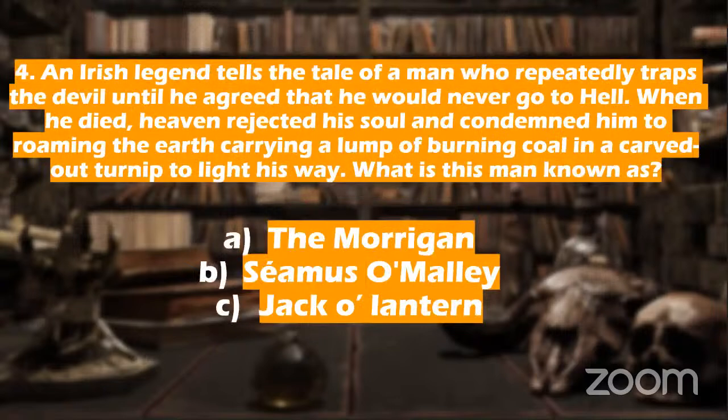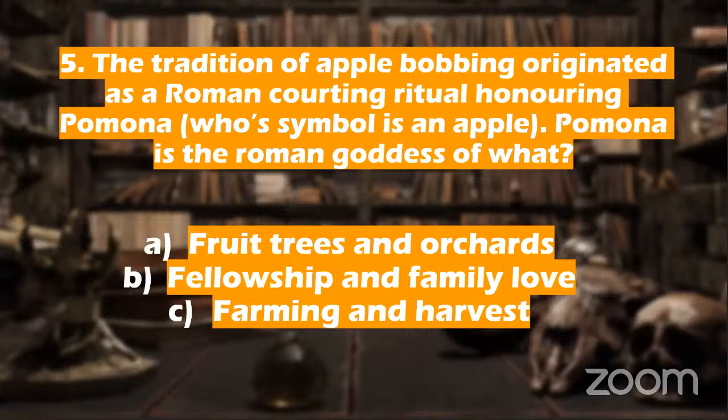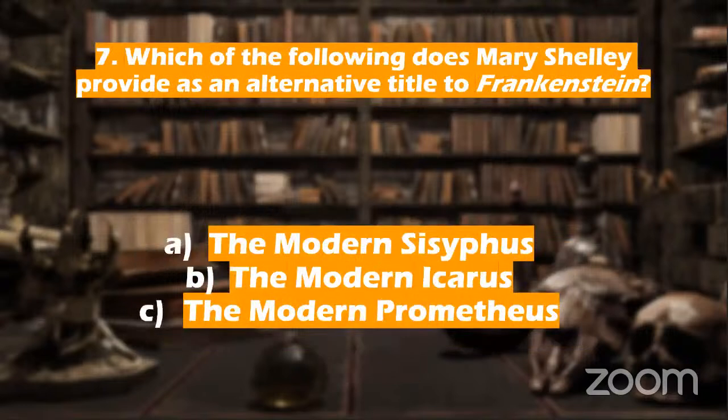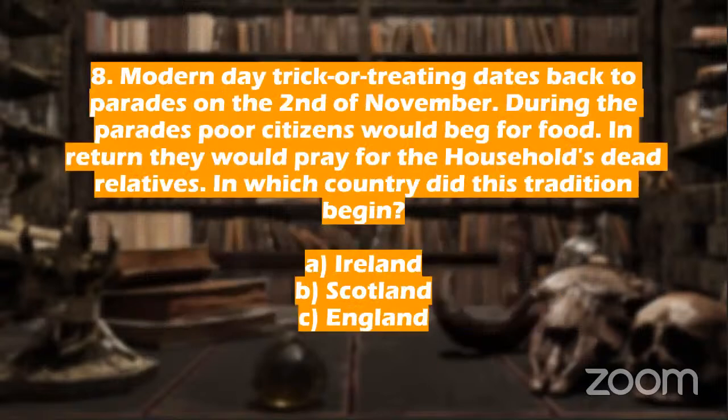Question number 4: what is this man described here known as? The Morrigan, Seamus O'Malley, or Jack O'Lantern? Pomona was the Roman goddess of what? Fruit trees and orchards, fellowship and family love, or farming and harvest? Question number 6. Which geographical region did pumpkins originate? Southeast Asia, Mexico, Southern United States, Mediterranean, Europe, and Asia. Question number 7. Which of the following does Mary Shelley provide as an alternative title to Frankenstein? Is it the modern Sisyphus, the modern Icarus, or the modern Prometheus?